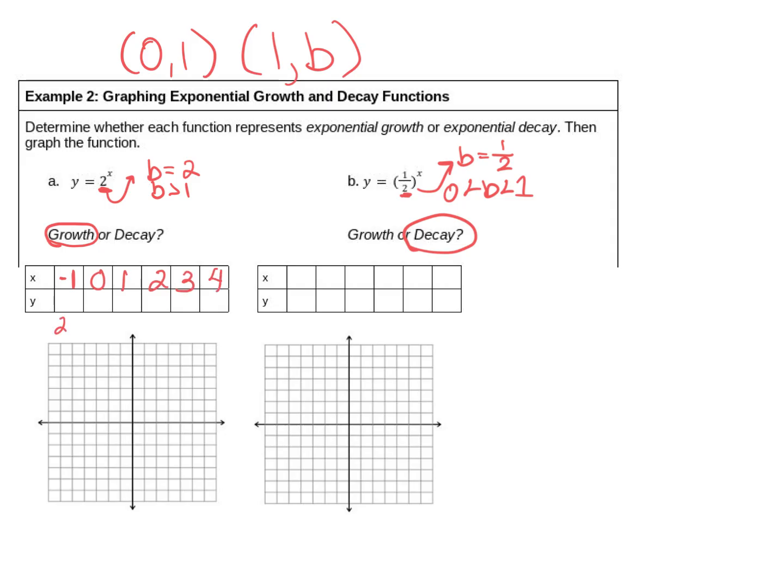Okay, 2 to the -1 power is 1/2. 2 to the 0 power, anything to the 0 power is just 1. And there's our (0, 1) point we kind of knew was coming. 2 to the first power is just 2. 2 to the second power is 4. 2 to the third power is 8. 2 to the fourth power is 16. So, very cool.